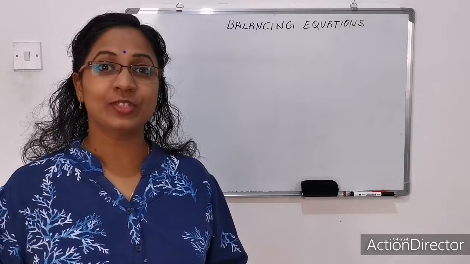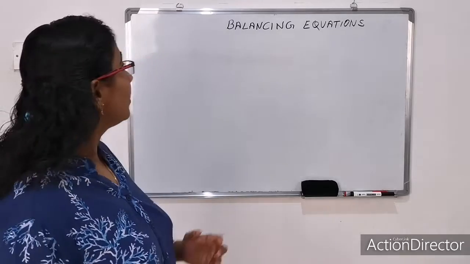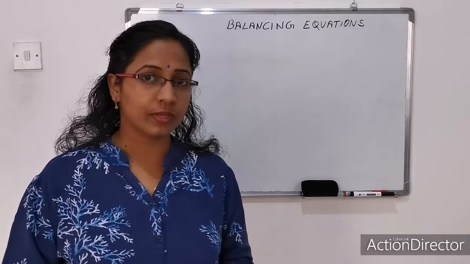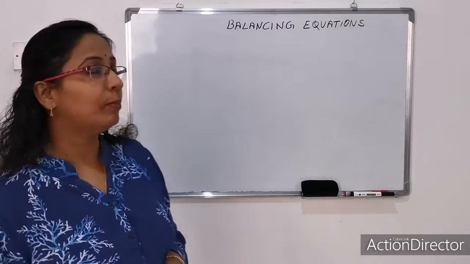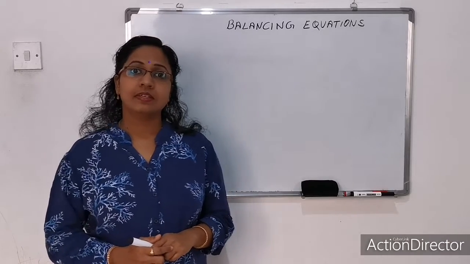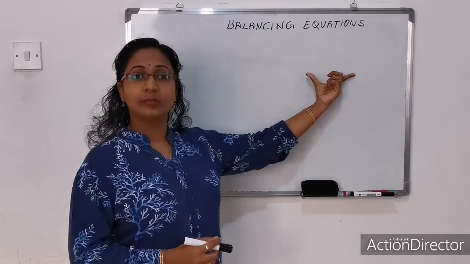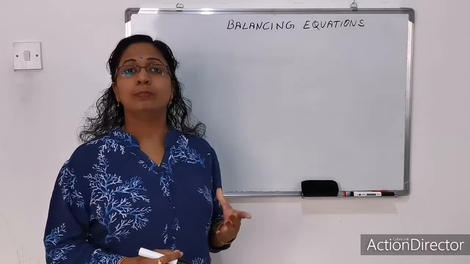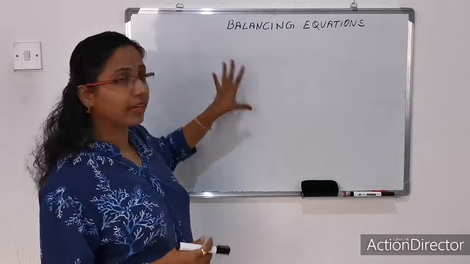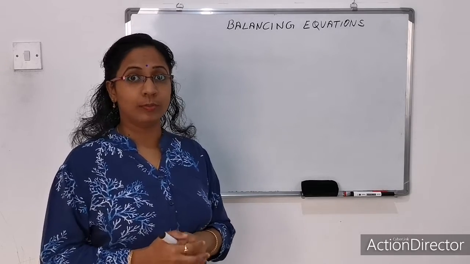Today I am going to teach you balancing of chemical equations. It's related to 10th grade, CBSE 10th grade science portion. Balancing means the reactants and the product side should be equal. First I'll write a normal, unbalanced equation, and then we'll try to balance it.